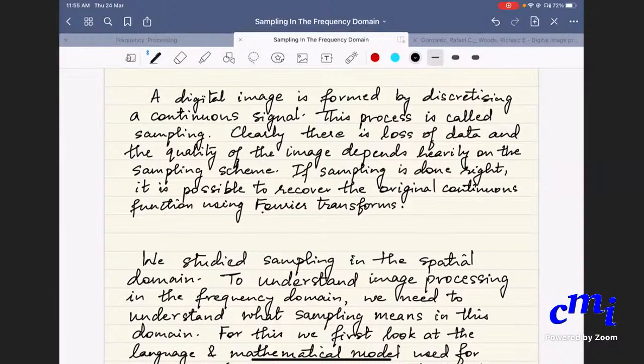It turns out that if sampling is done right, and done right means it follows certain rules, then it is possible to recover the original continuous function. So this is what we want to study.